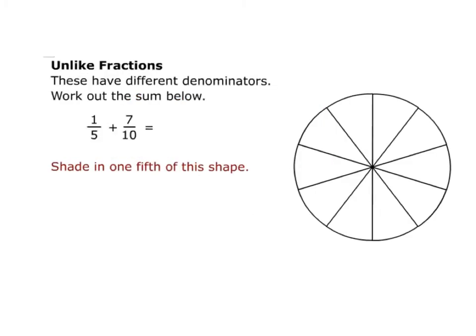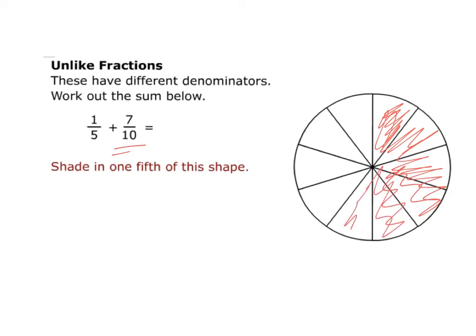Unfortunately, life is not always that easy, and sometimes we will be faced with unlike fractions, which is when we have different denominators. Now, shading shapes is going to be a lot more difficult when I am unsure exactly what 1/5 of this shape is. I can definitely shade in 7/10: 1, 2, 3, 4, 5, 6, 7. That's what 7/10 looks like of this shape. But adding in 1/5 is going to be a little bit more difficult.